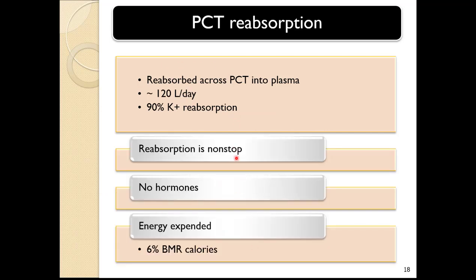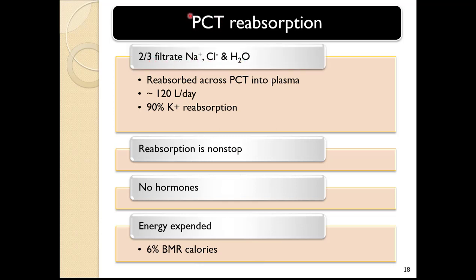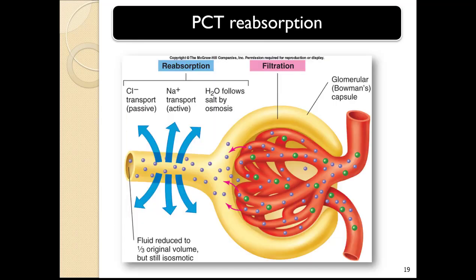Then this final slide just goes over essentially what I was just talking about. 2/3 of our sodium, chloride, and water are brought back in from the filtrate in the proximal convoluted tubule. As far as water goes, this is about 120 liters of water per day. About 90% of our potassium reabsorption also takes place in the proximal convoluted tubule. Again, this reabsorption is non-stop. There's no hormonal control over it. And we spend about 6% of our overall calories just in driving this reabsorption. So it's a huge amount again.